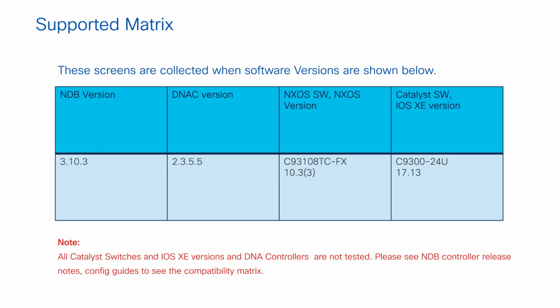Here is a quick snapshot of the supported matrix. The NDB version is 3.10.3, the DNAC version we used is 2.3.5.5, and the NX-OS NDB switch hardware we used is C93108TC-FX, and the NX-OS version is 3.10.3. The catalyst switch we used is C9300-24U, and the IOS XE version we used is 17.13.